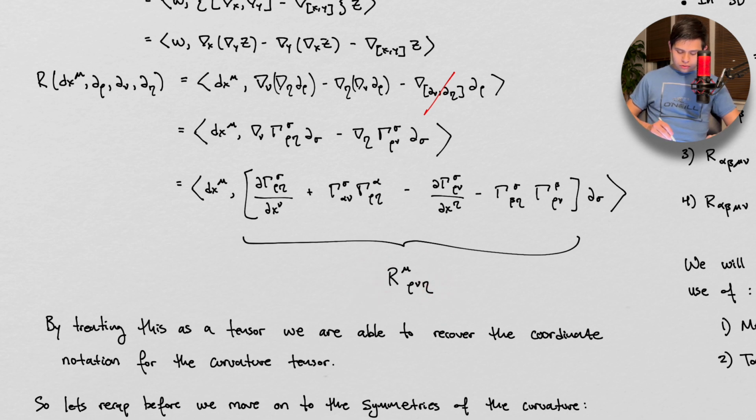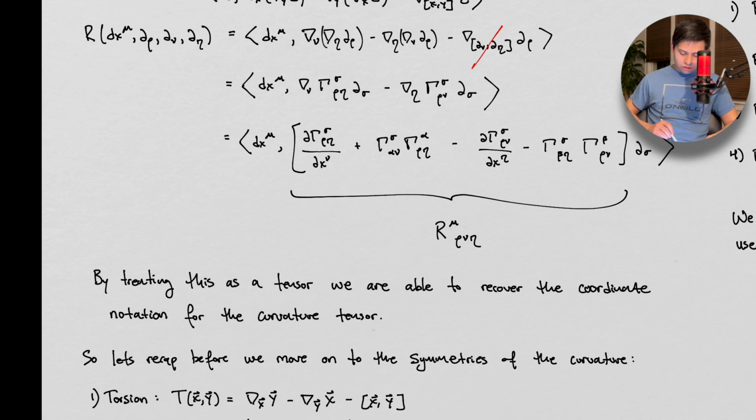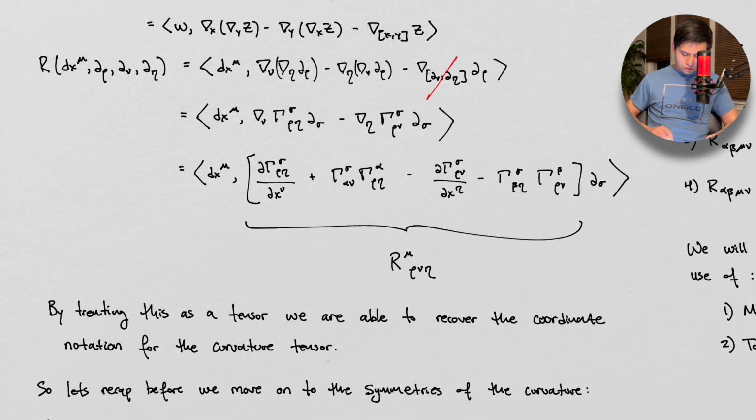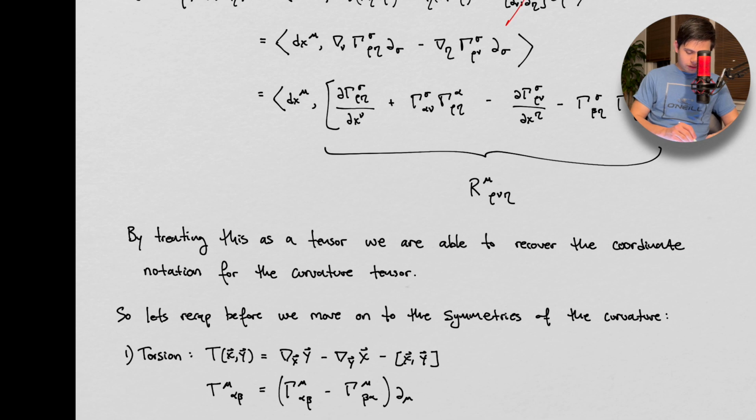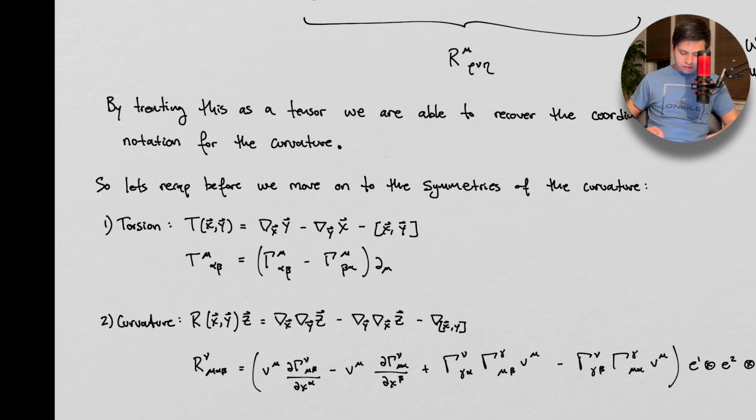Okay. So this whole thing is a vector, right? This whole thing, because a vector has to be contracted with a covector to create a number. All right, so by taking this as a tensor, we were able to recover the coordinate notation for the curvature tensor. Okay. Or for the curvature, right? So I'm being a little bit redundant here for the curvature. So let's recap really quick, before we move on to symmetries of the Riemann curvature tensor.